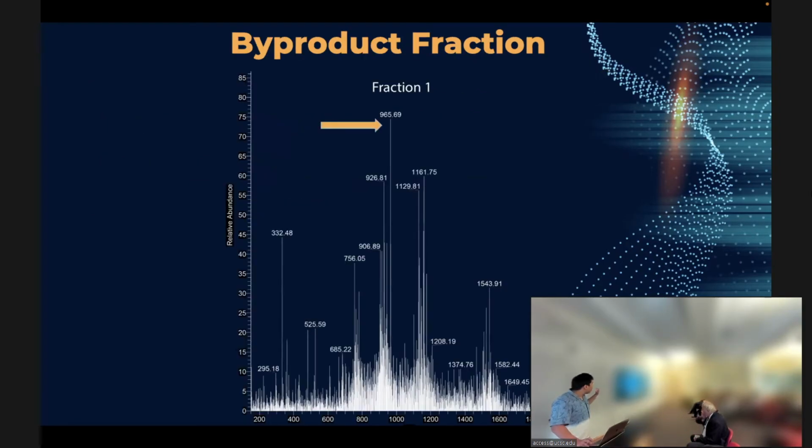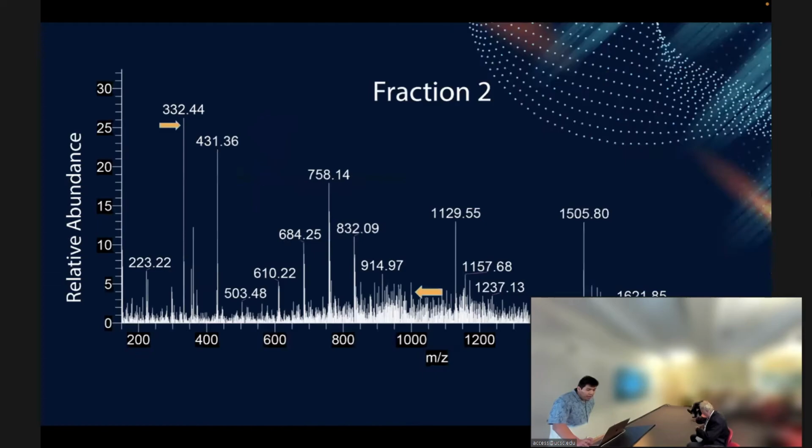So these are the two fractions that were bad. Fraction 1, as you can see, maybe not. I'll just tell you, 965 at the very top. That is something else, and we don't want that, so we throw this out. Fraction 2, 332. It is also not what we want. And you can see there is 1129 in here, but it is super low. So we would not use this fraction either.